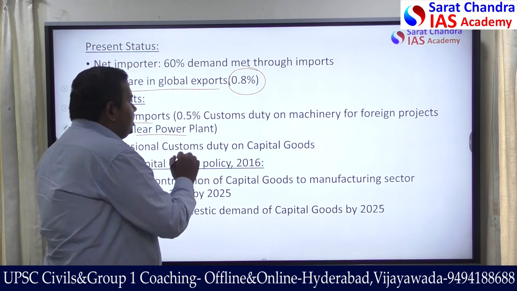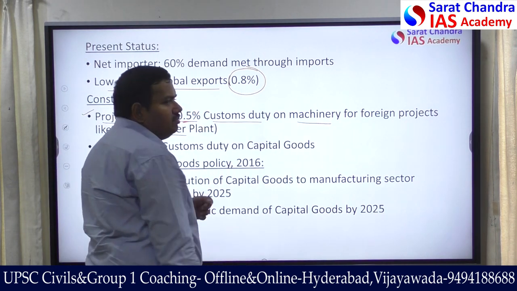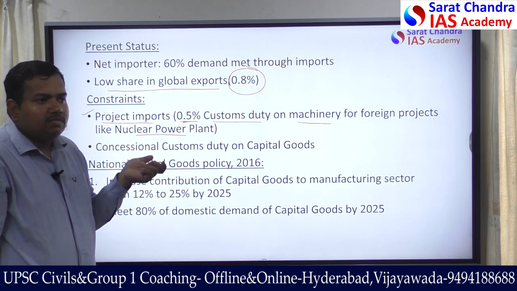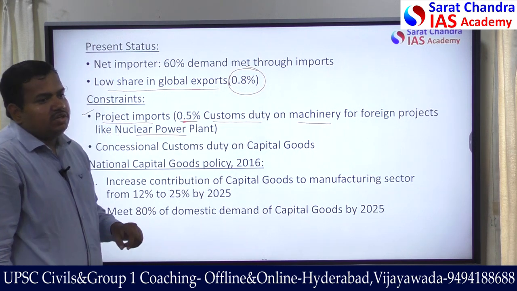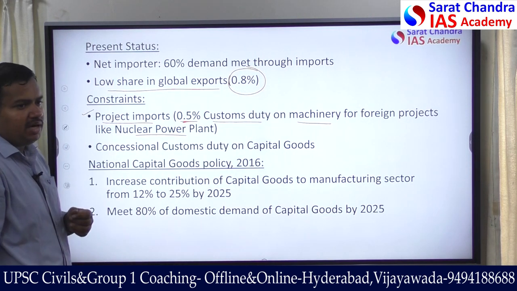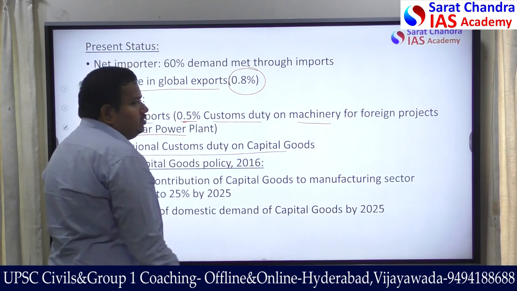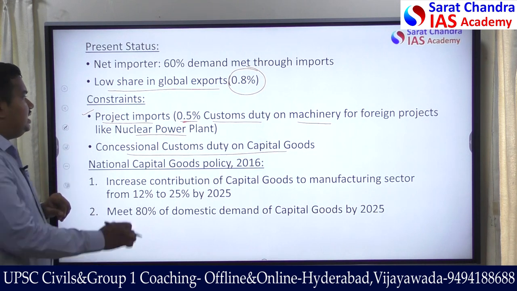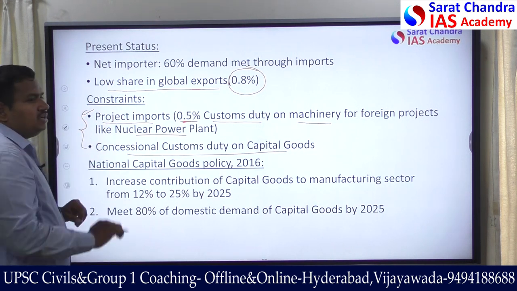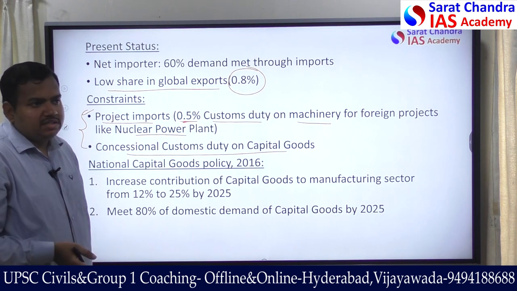On project imports, what we are doing currently, 0.5% custom duty on the machinery. Very less. Okay, just 0.5% custom duty on machinery for foreign projects like nuclear power plants. So now concessional custom duty on the capital goods. These are the two constraints which is actually not letting the capital goods industry to develop in India. Now we are going to do something about this.